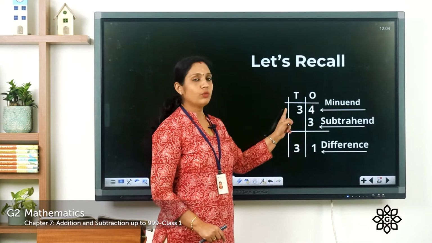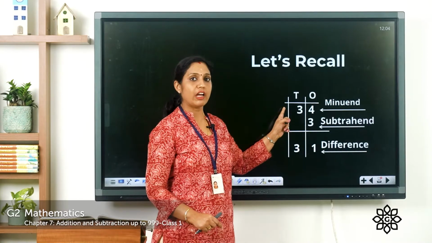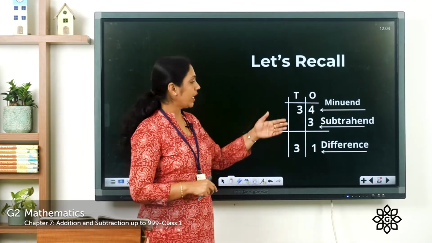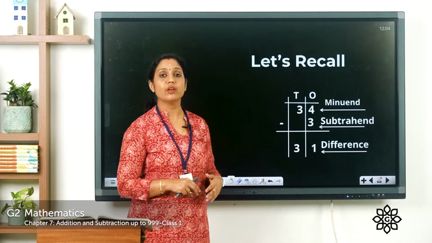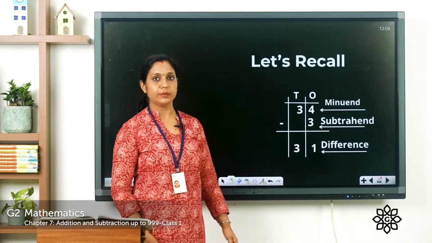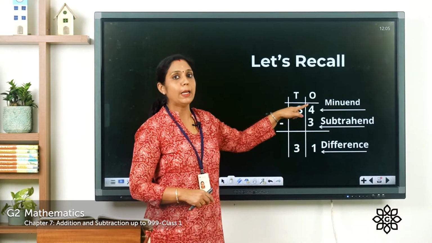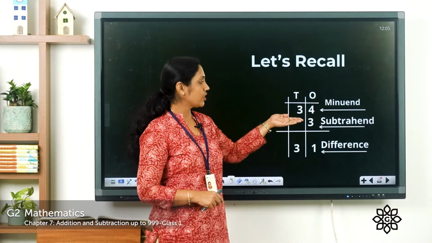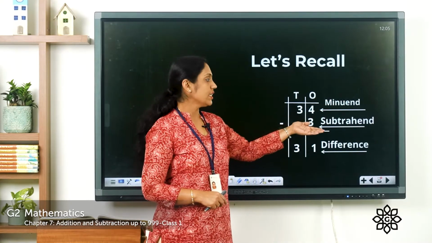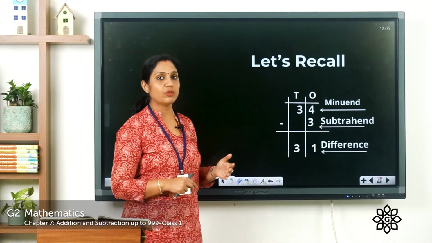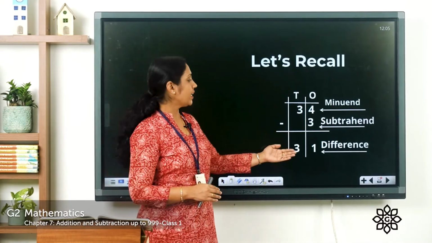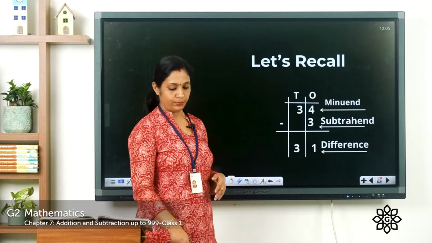So that 1 you can write here in the ones place, and you can move to the tens place. In the tens place, we have only one number, 3. So you can write it along with the answer and we get the answer 31. So in subtraction, the first number, that is the minuend, and that which is subtracted from it is called the subtrahend, and the answer that we get after subtracting is the difference.